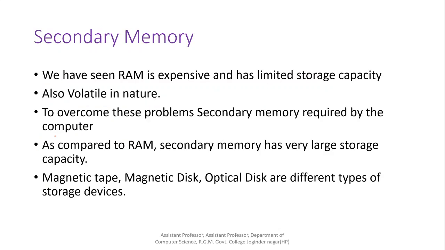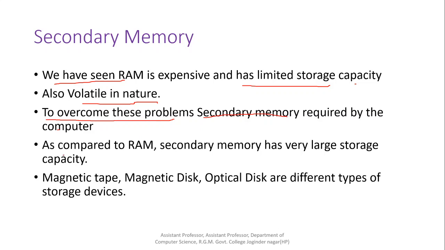So the next type of memory we have in the computer system is secondary memory. We have seen RAM or primary memory. They are very expensive in nature and have a very limited storage capacity. Also, primary memory is volatile in nature, means the contents are easily erased when the power switches off. So to overcome these kinds of problems, we have secondary memory in the computer system.